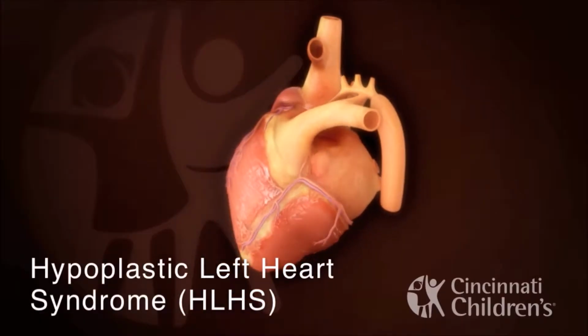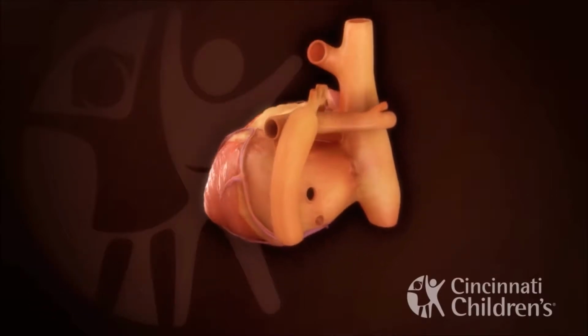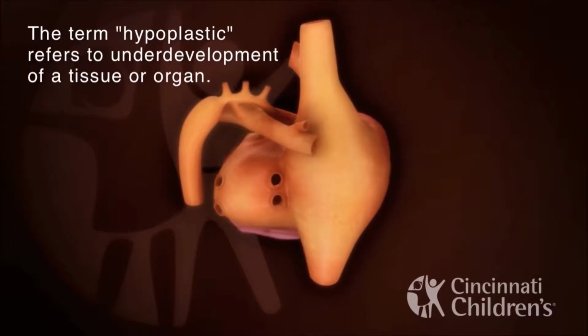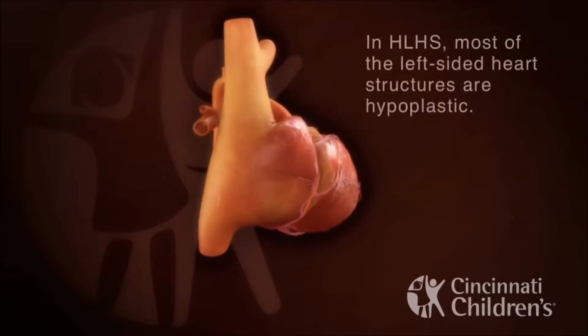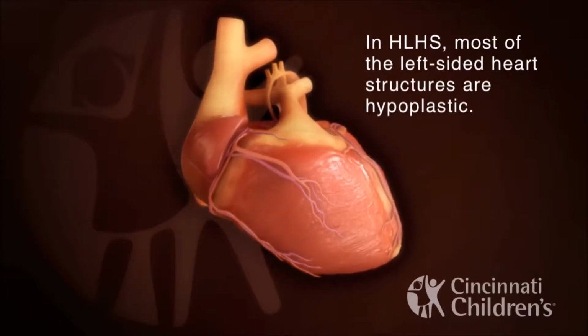Hypoplastic left heart syndrome, HLHS. The term hypoplastic refers to underdevelopment of a tissue or organ. In HLHS, most of the left-sided heart structures are hypoplastic.